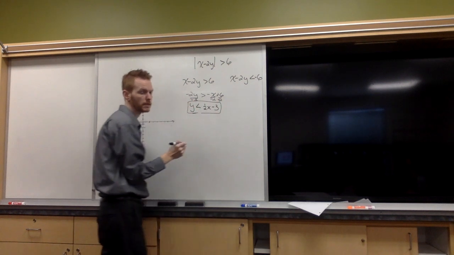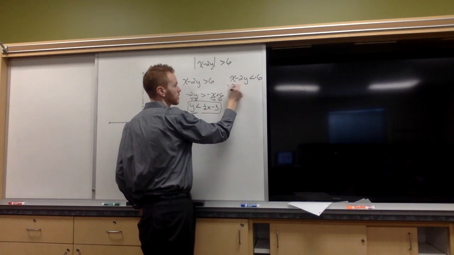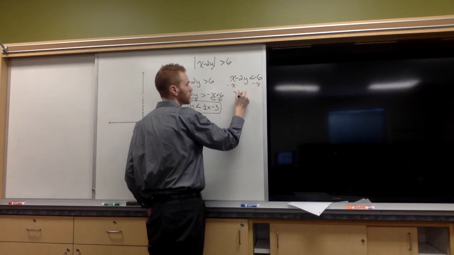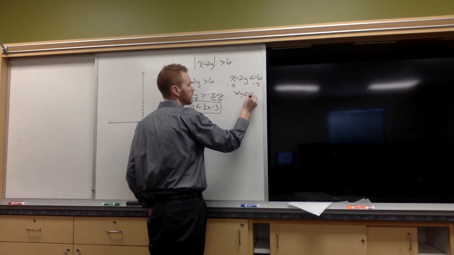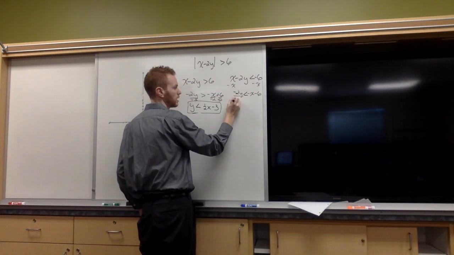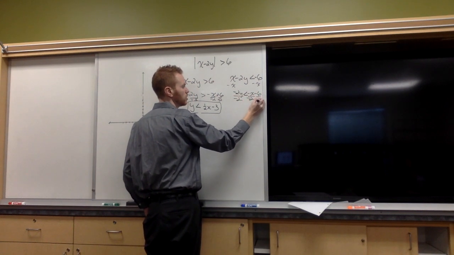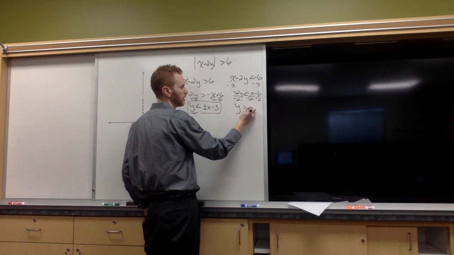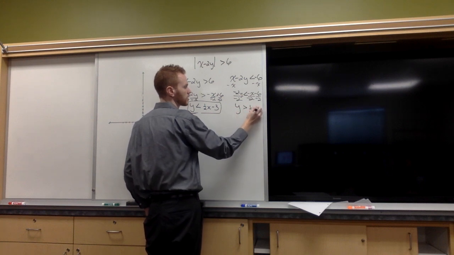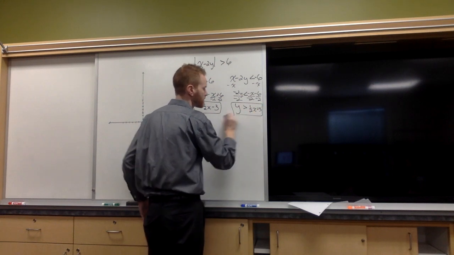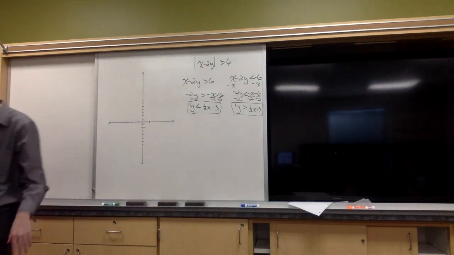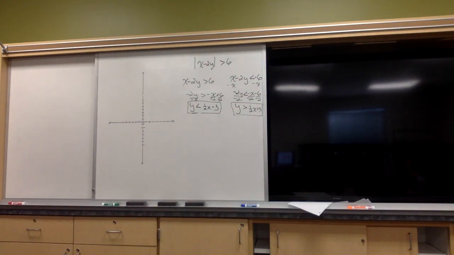Over here, I'm going to repeat the same process. I'll subtract x from both sides. Negative 2y is less than negative x minus 6. Divide both sides by negative 2, which means I have to change the sign. So I get a half x plus 3. I'll pause for a moment so you can look at that and write it down.